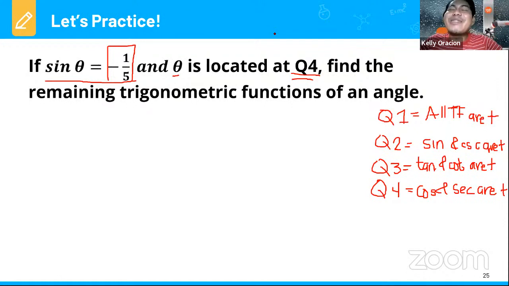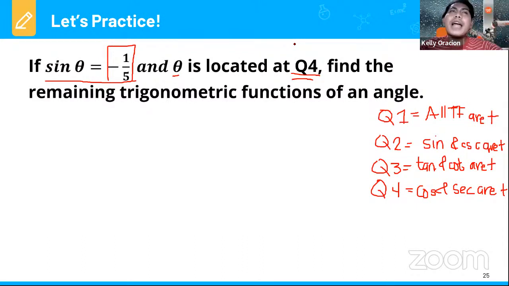For quadrant 2, sine and cosecant are positive. For quadrant 3, tan and cotangent are positive. For quadrant 4, cos and secant are positive. The rest, the ones I did not mention, are negative already. Okay? So what's the purpose of that one? Class, it will serve as our guide.